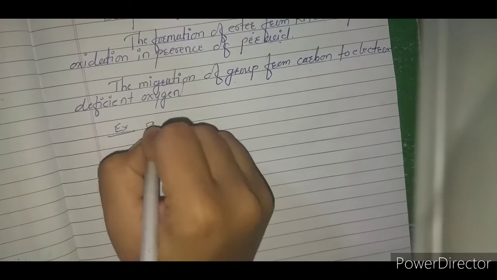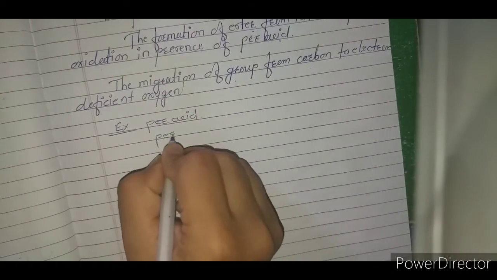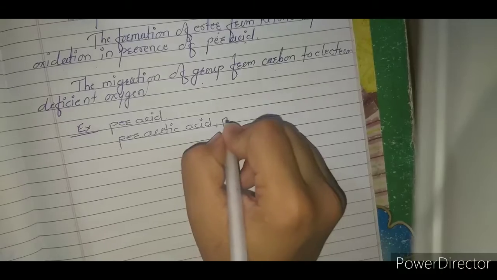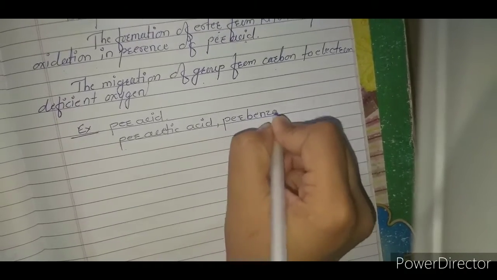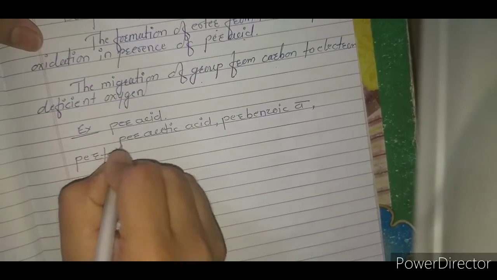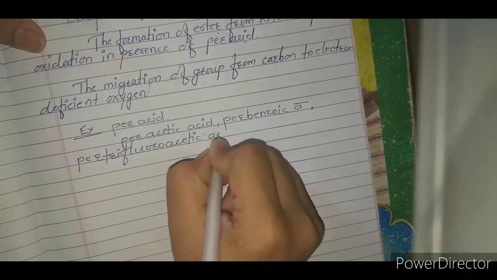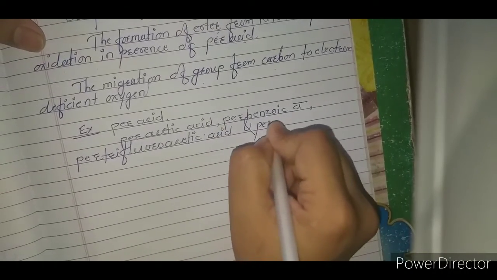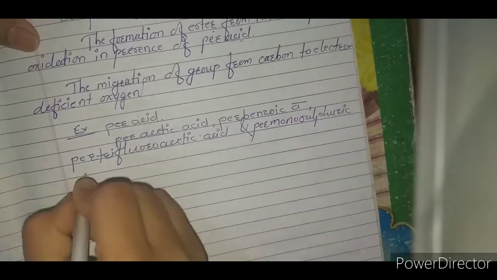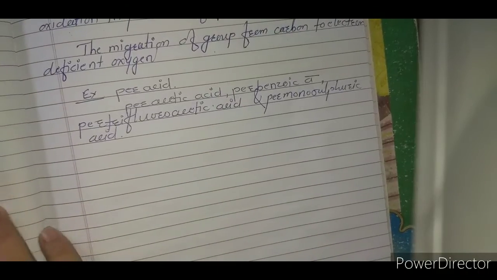The examples of per acid are per acetic acid, per benzoic acid, per trifluoroacetic acid and per monosulfuric acid. These are the examples of per acid.